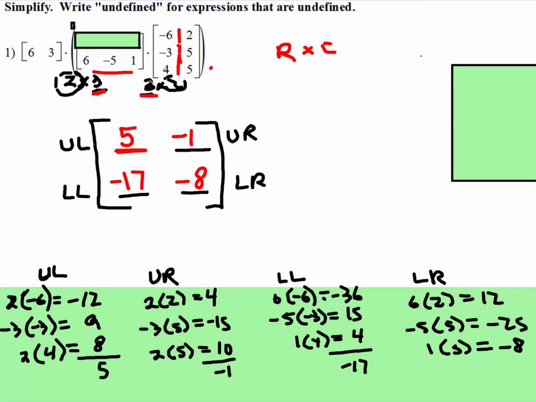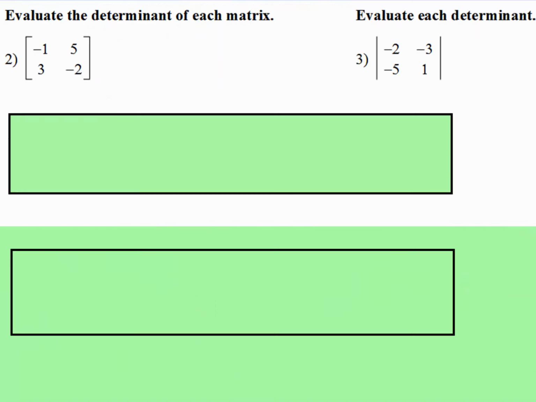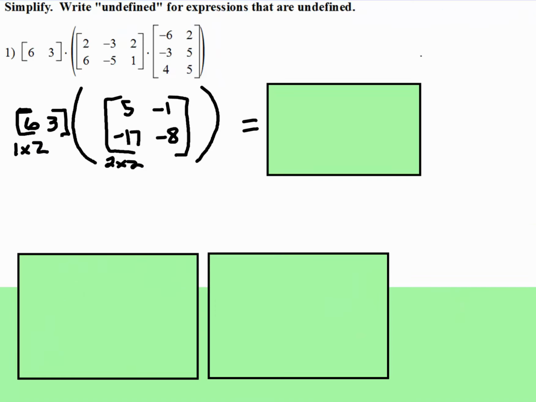But remember, we did all of this and that's just inside the parentheses. We now have to multiply the first matrix by the matrix of those 2 matrices. So we're going to come over here. Here's the answer right here. And I went ahead and labeled, this is 1 row by 2 columns. This is a 2 by 2.